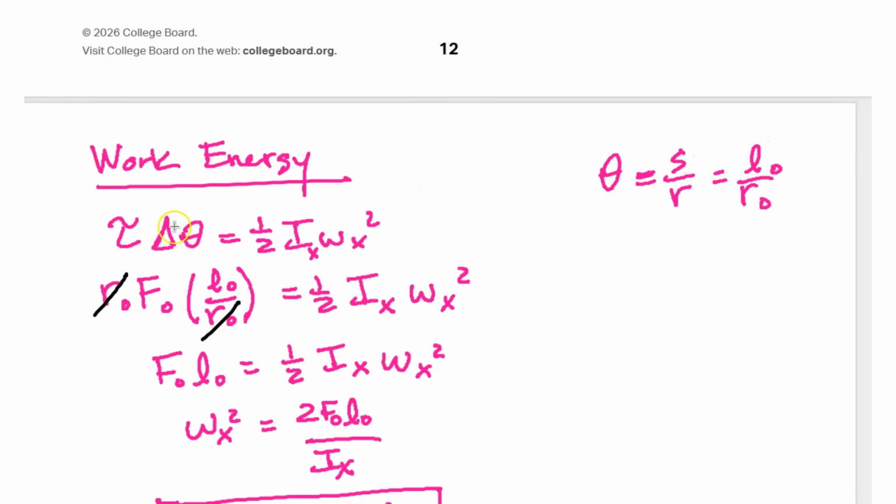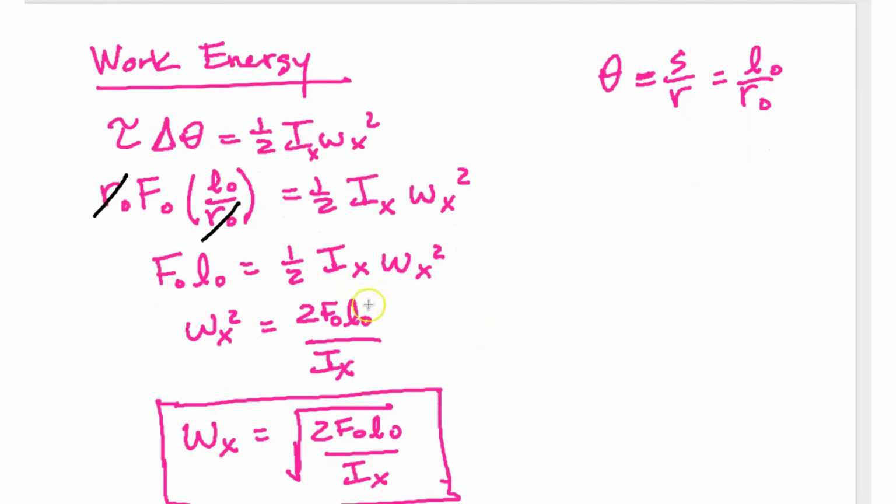So we're going to use the rotational version of the work energy theorem. Remember, the work energy theorem tells us that work is equal to the change in kinetic energy, but this is the rotational version. So we're going to state that the torque times the angular displacement is equal to 1 over 2 Ix omega X squared. We're going to substitute for torque R0 F0, and for the angular displacement L0 over R0. The R0s will cancel, and that leaves us with F0 L0 is equal to 1 over 2 Ix omega X squared.